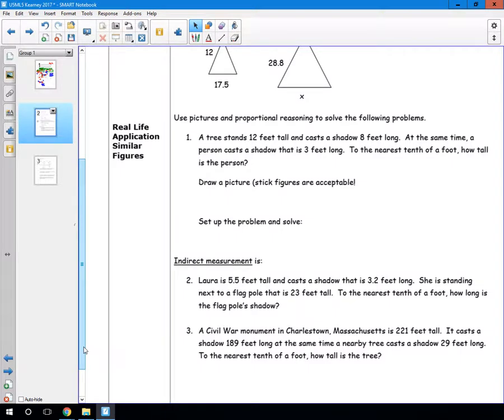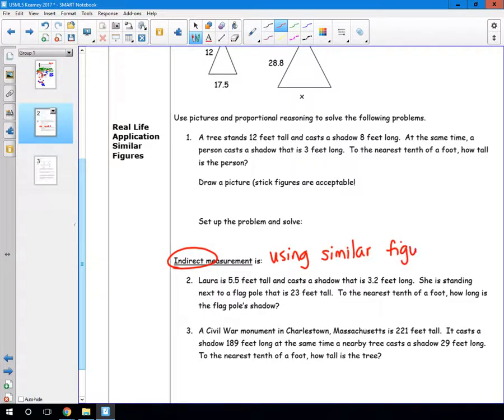You can always measure your height and your shadow's height, and we can use that to measure. Then you measure the shadow of the tree and use that to get the height of the tree. So indirect measurement right here. I'm on the right side. So indirect measurement is using similar figures to solve for a measurement.